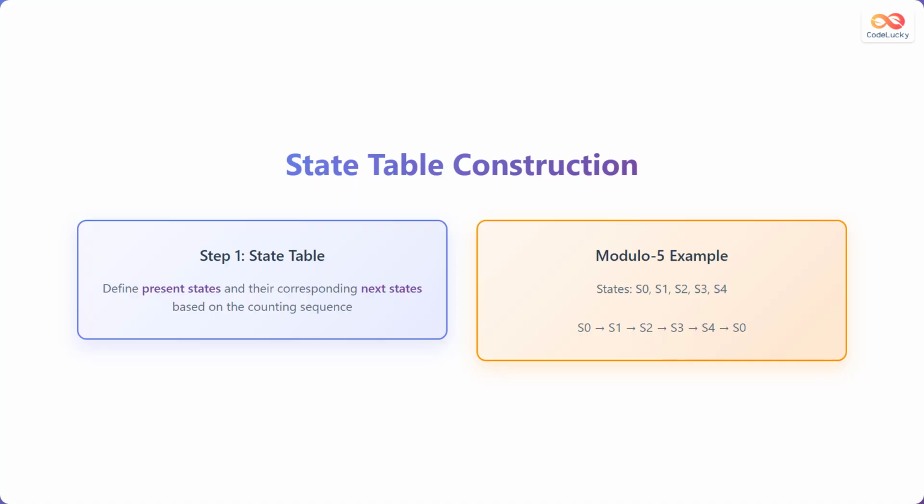The first step in our design process is to construct a state table. The state table defines the present states and their corresponding next states based on the desired counting sequence. For example, in a modulo 5 counter, the states are S0, S1, S2, S3, and S4 with transitions occurring in the sequence S0 to S1, S1 to S2, S2 to S3, S3 to S4, and S4 back to S0.